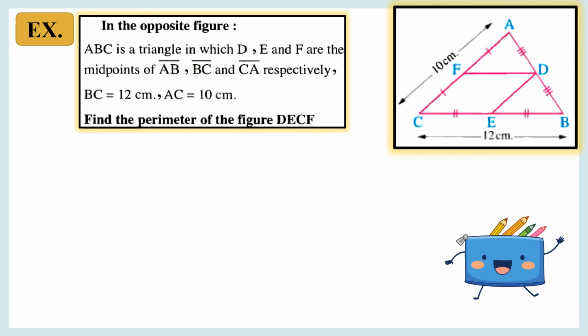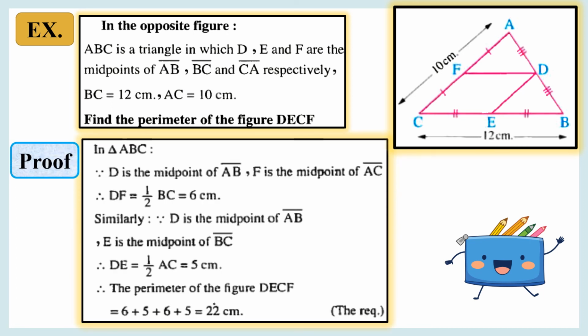Another example here in the opposite figure. ABC is a triangle in which D, E, and F are the midpoints of AB, BC, and CA. BC equals 12, AC equals 10. Find the perimeter of the figure DECF.